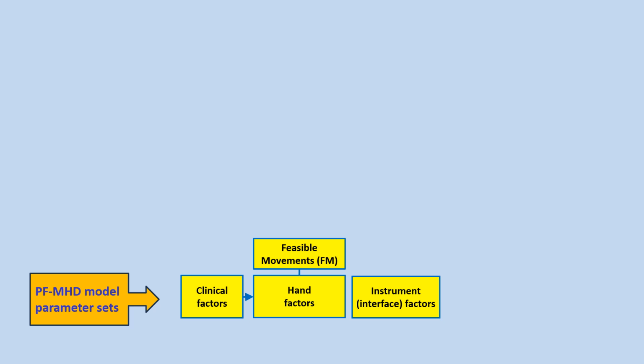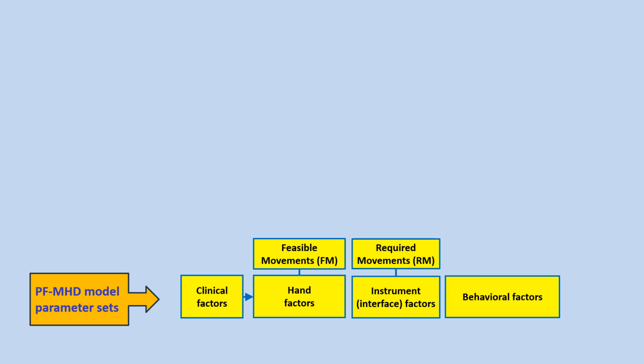The second set consists of the properties of the hand-instrument interface. This set determines the required movements, that is, the movements that are needed to play the instrument. The third set consists of all behavioral aspects: the playing technique, level of performance, musical activities, practice intensity and methods, etc. This set determines the occupational load.